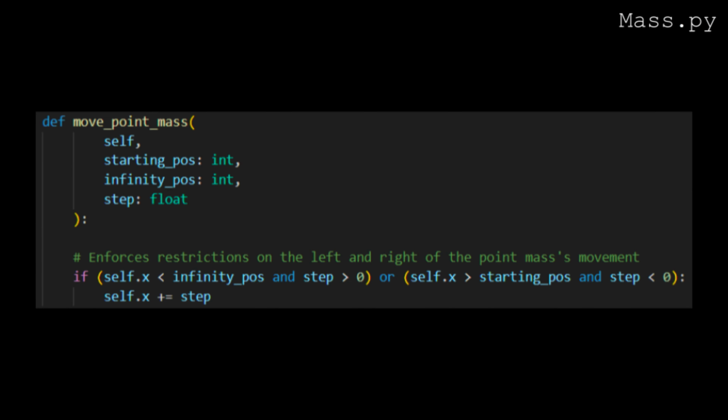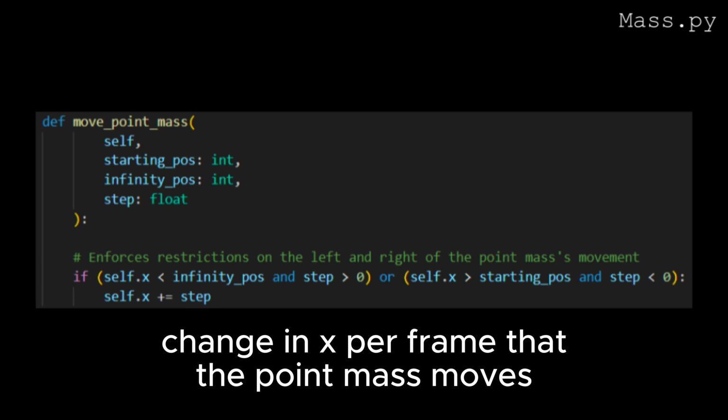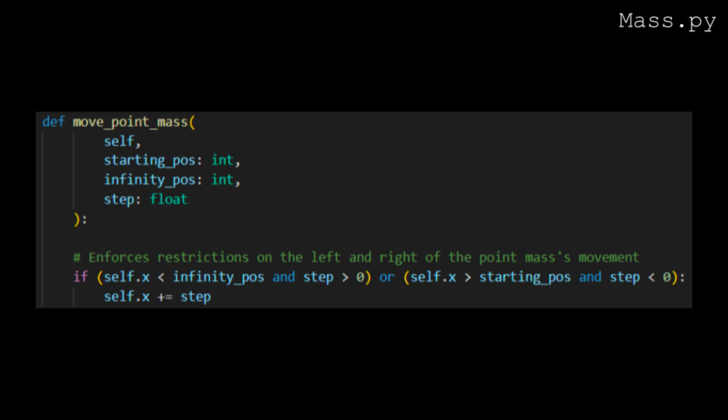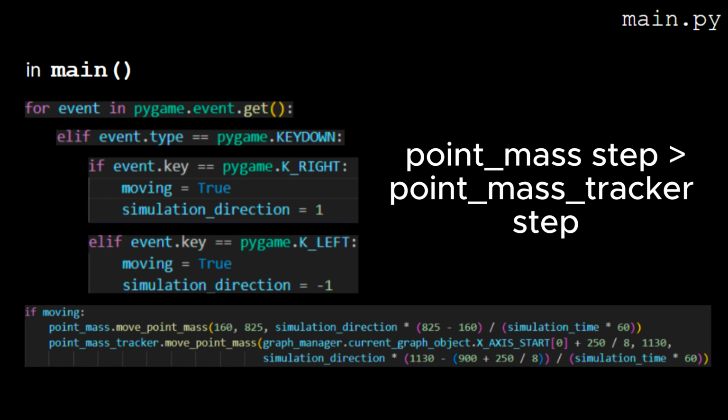You'll notice in our move point mass function that there's a variable that's key to the functionality of the method: step. This step is essentially the change in x position for our point masses that happens per frame that either the left or right arrow key is pressed. It's proportional to the total number of pixels that spans the path that the point mass can move between. So for the actual point mass, that step is going to be much larger as its total path distance is much longer, whereas the point mass tracker only moves along the x-axis of the graph, which is going to be smaller in terms of pixels. That's why its step is going to be smaller.